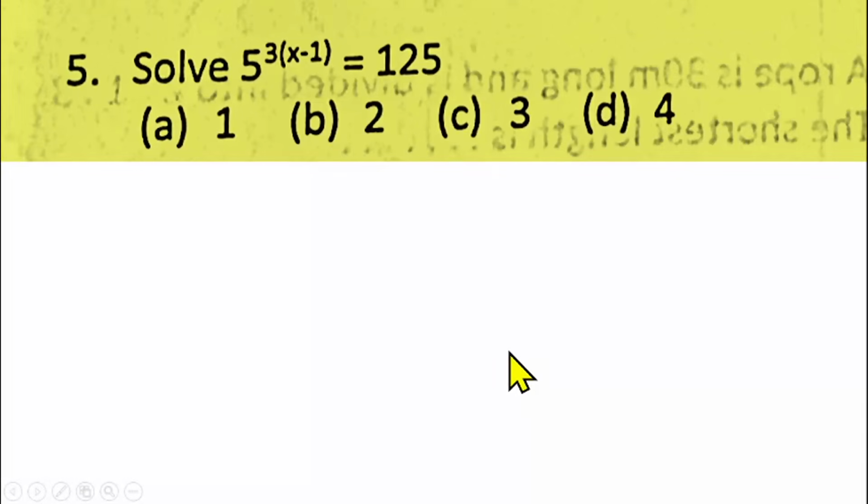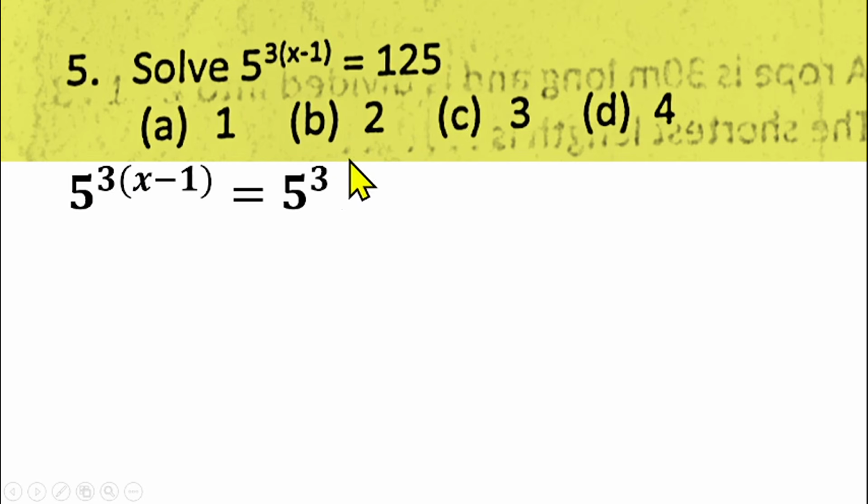Question number 5. You have to solve 5 raised to power 3 into s minus 1 equals 125, which is also from indices. Then the first thing to do is to change the 125 to an index form, and that should give us 5 raised to power 3. Then also the power here will multiply the bracket, 3 will multiply the s minus 1.